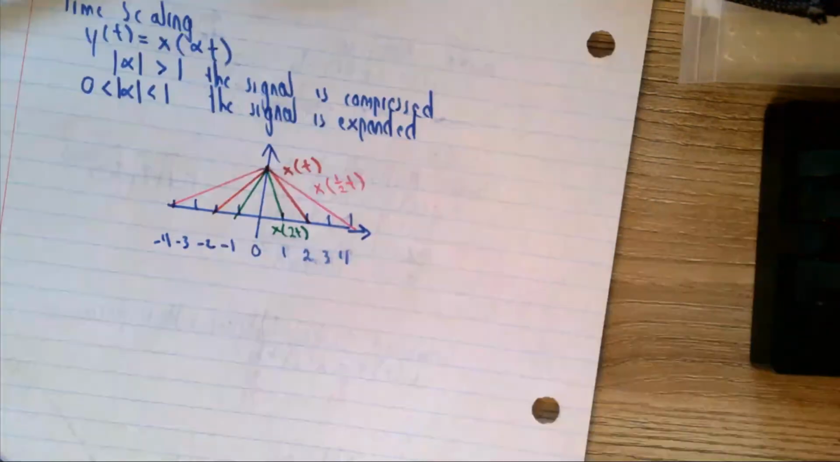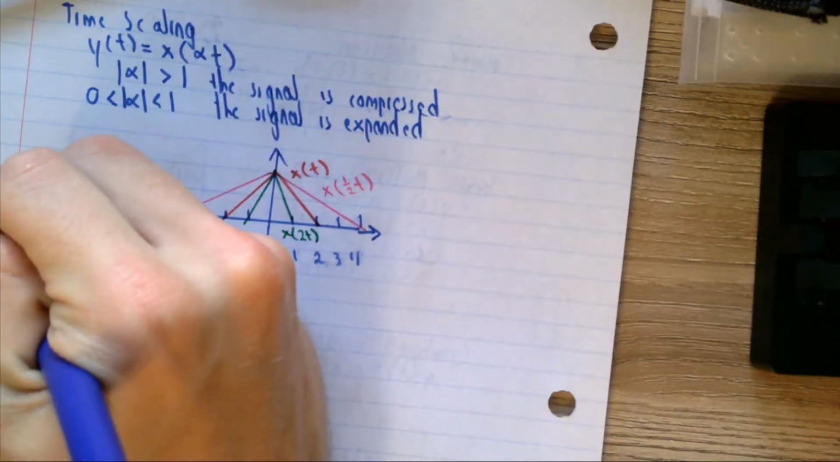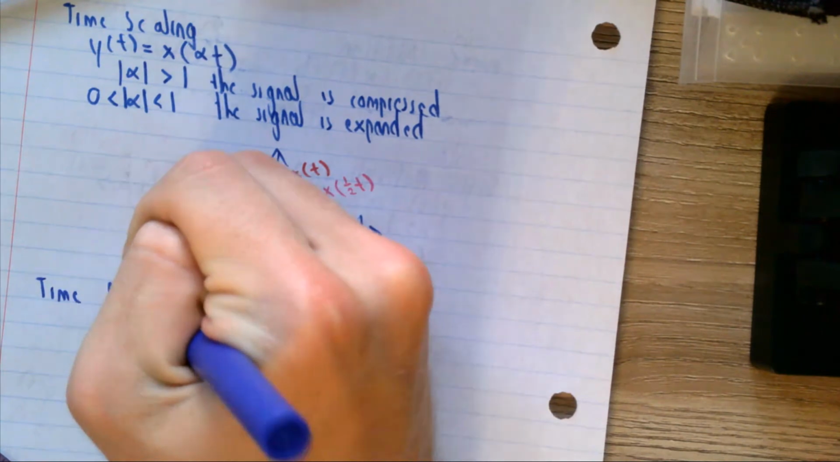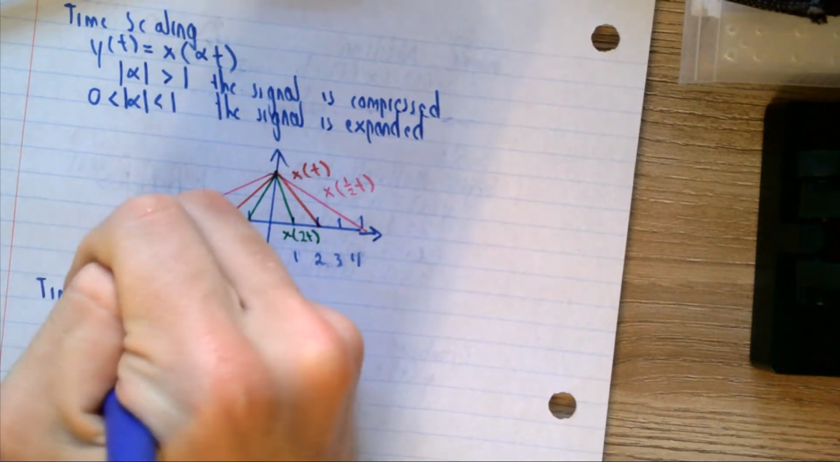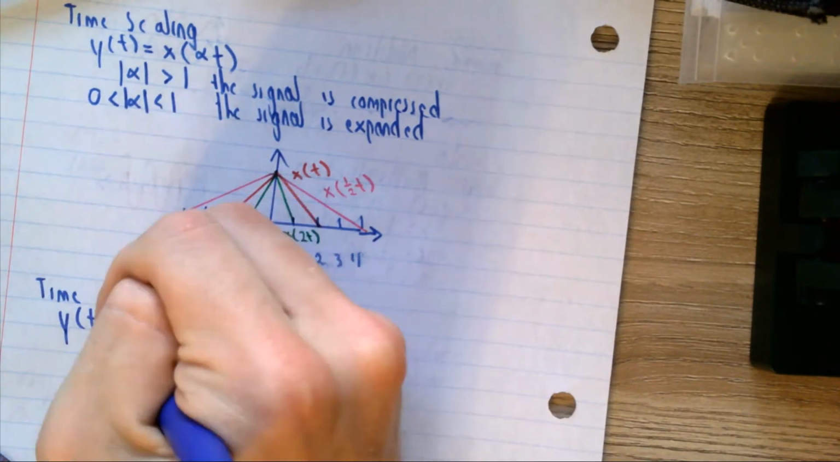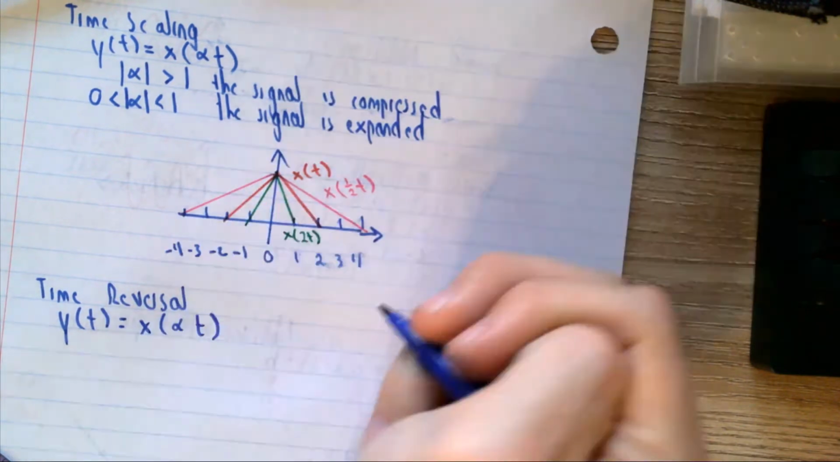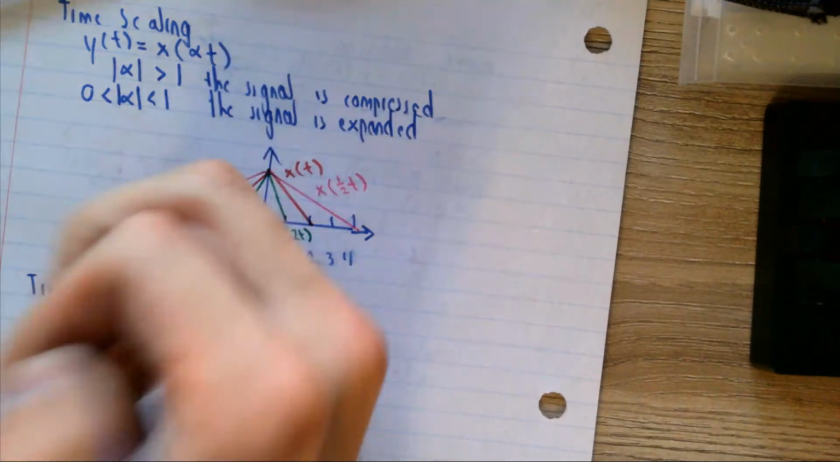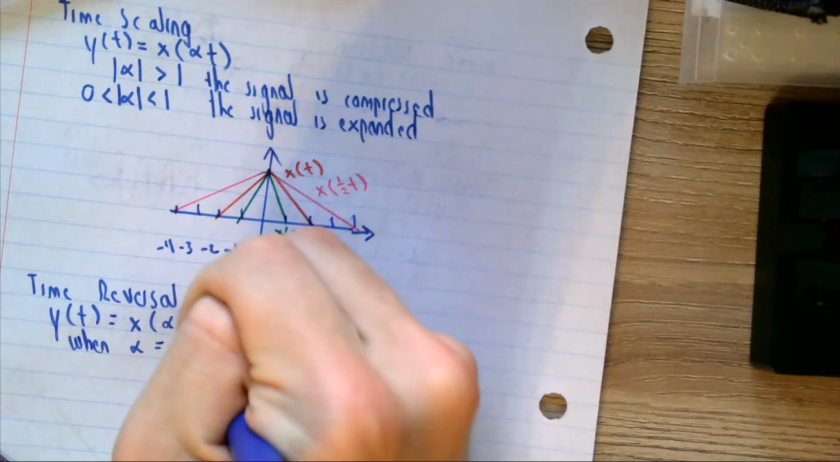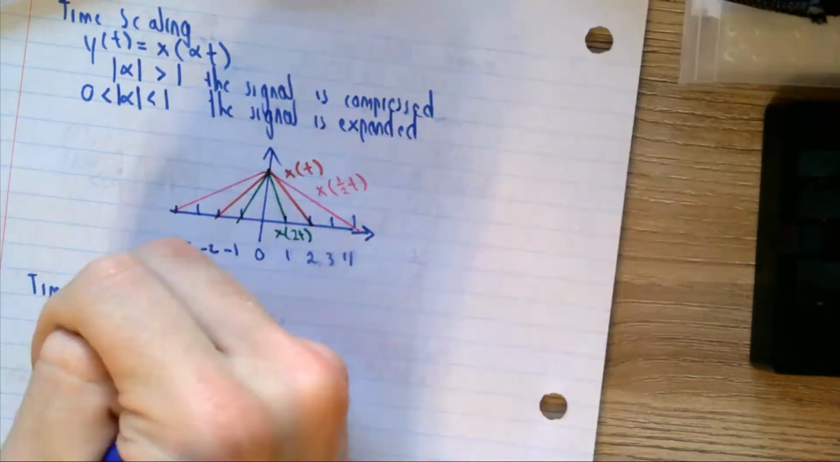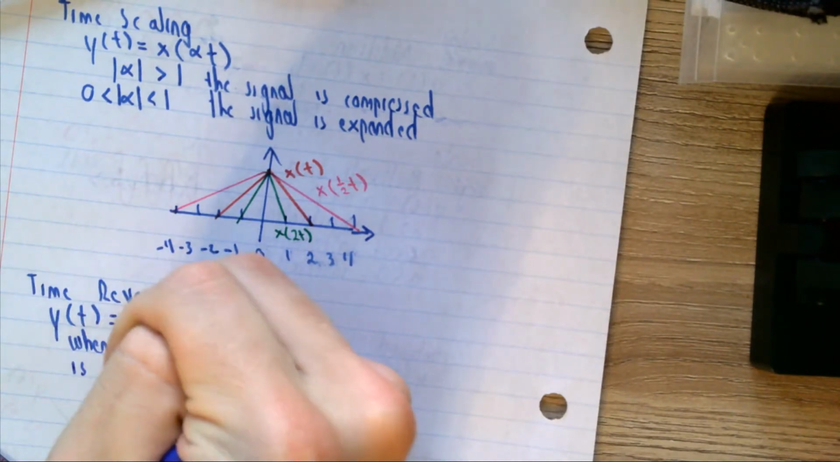Then we have time reversal. Time reversal is going to be y of t equal to x of alpha t, and this is when alpha equals -1. The signal is flipped about the y-axis.